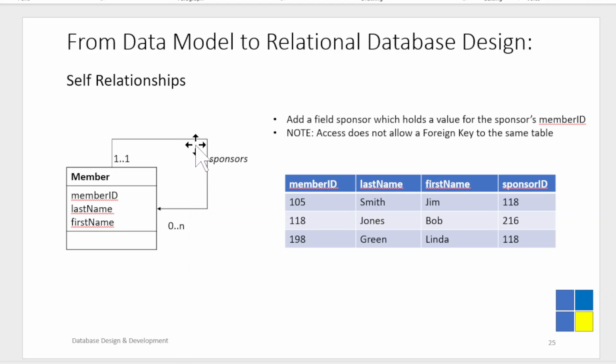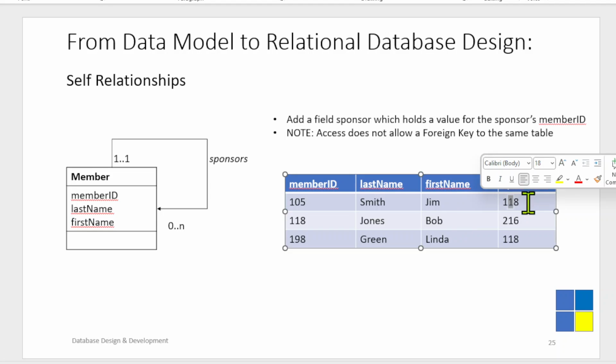And keep in mind when you have a self-referencing field. So you can see here, you have members and you need a sponsor. Apparently Bob Jones likes to sponsor people because both Linda Green and Jim Smith are sponsored by Bob Jones. But Bob Jones was sponsored by somebody else, 216, who is somewhere else in the database. We just can't find him, right? They just didn't give us enough data here to look at.